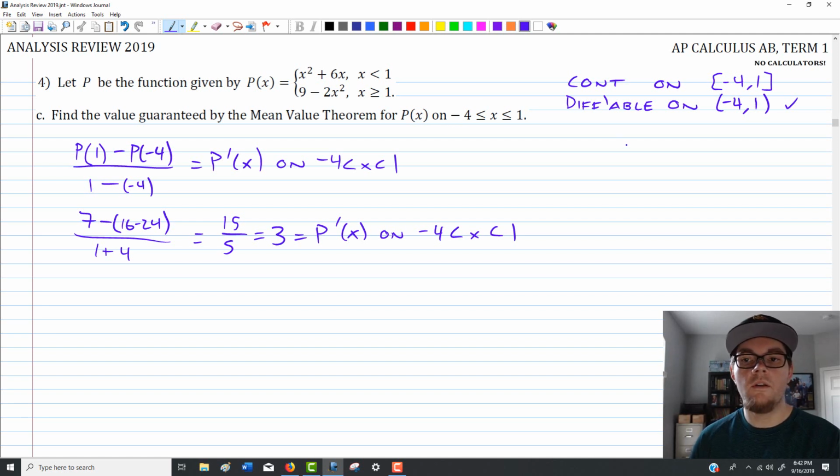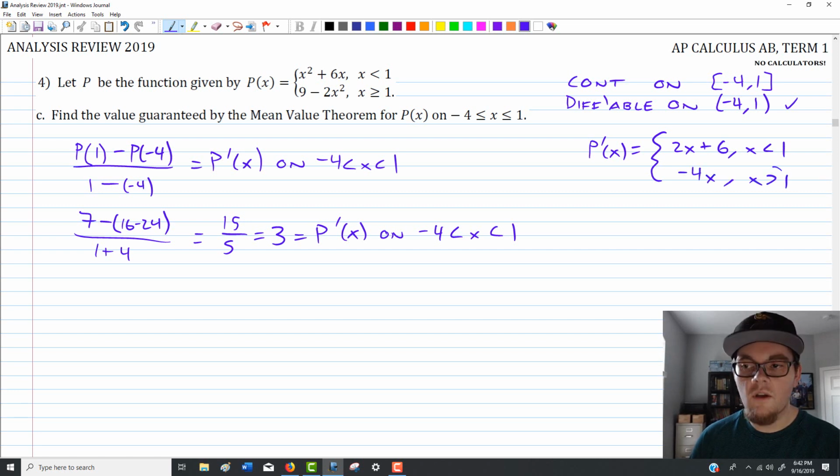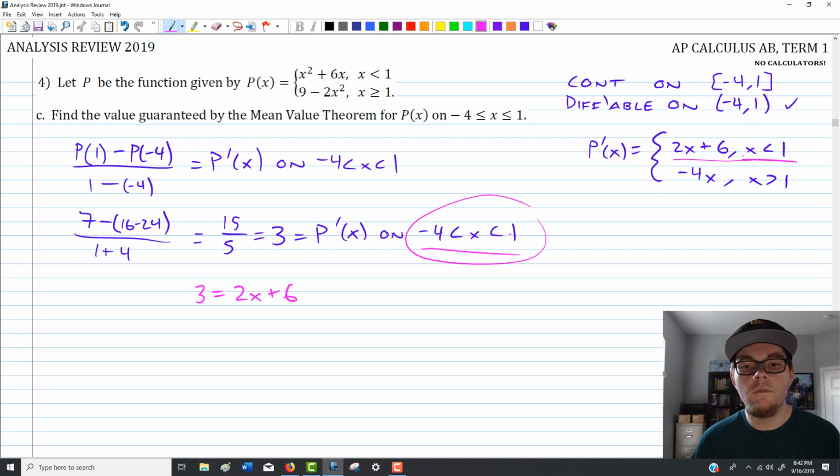We've already established that p prime of x is 2x plus 6 when x is less than 1, and negative 4x when x is greater than 1. I'm even going to drop the 'or equal to' because it's not differentiable there. Since this interval is clearly less than 1, we're describing the first branch, so we can ask when 3 equals 2x plus 6. We should get a value on this interval, otherwise we've broken the mean value theorem.